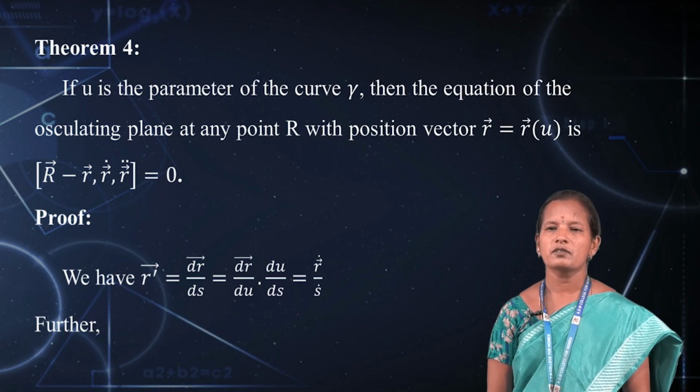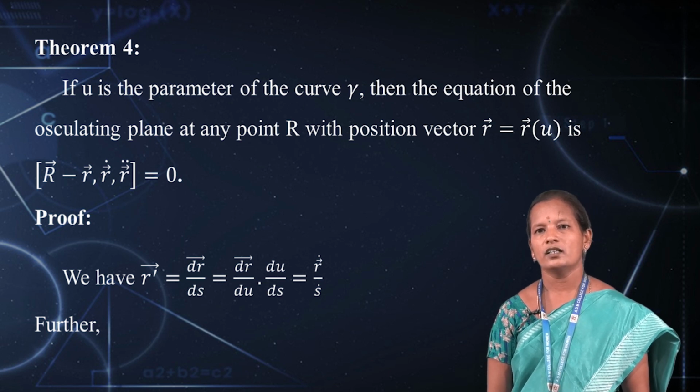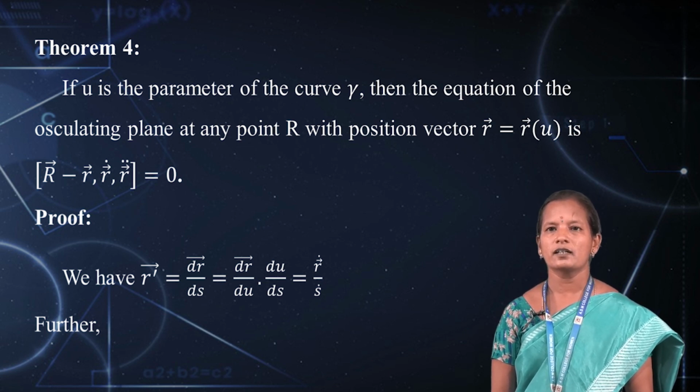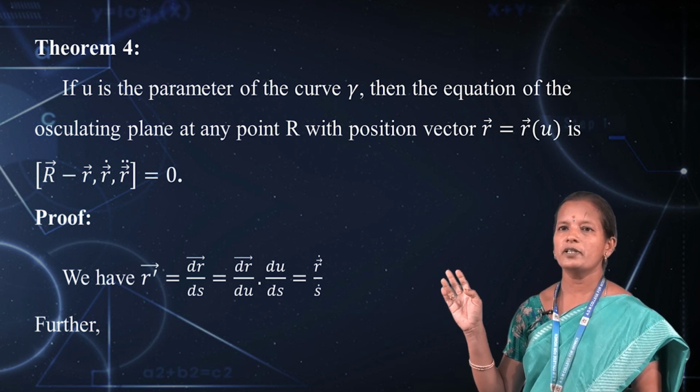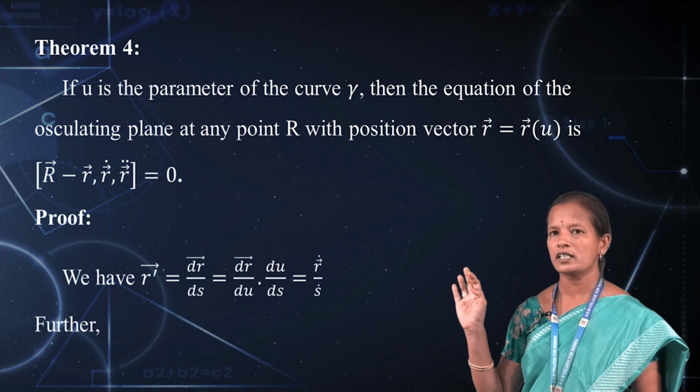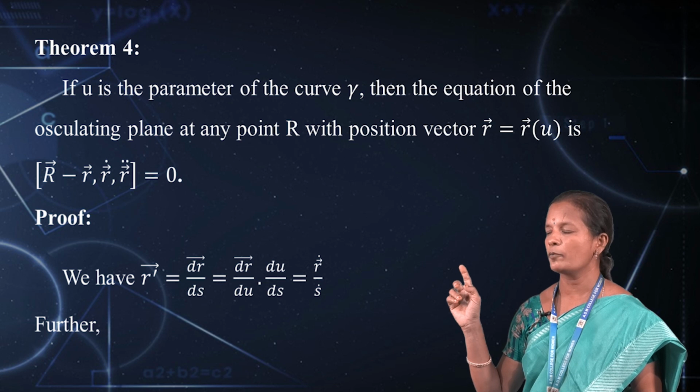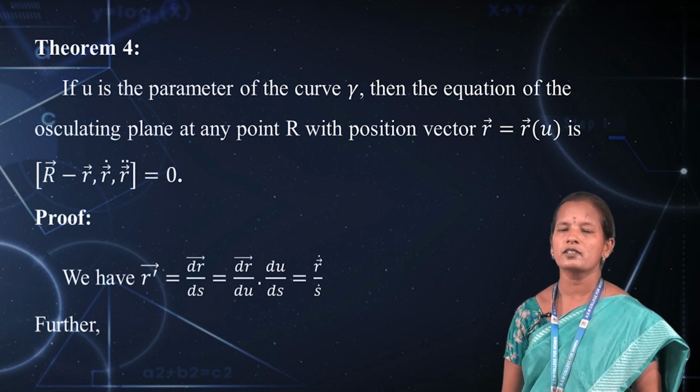Next we are going to see the theorem: the box value [R − r, r dot, r double dot] = 0. The previous theorem is r dash, r triple dash, here a dot product, box value of capital R minus small r, comma r dot, comma r double dot is equal to 0.